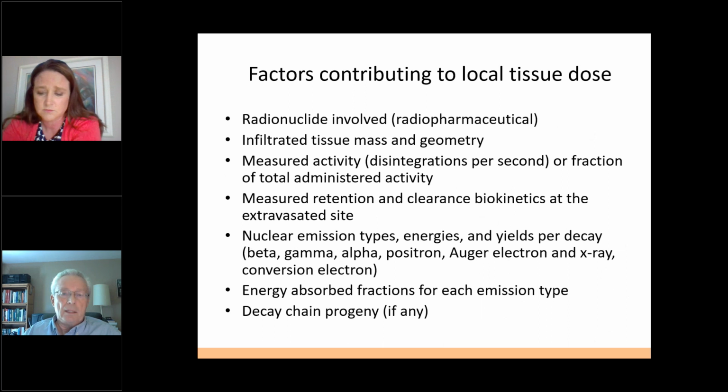Okay. So radiation dose is calculated by considering all of the important factors constituting determinants of energy imparted per unit mass of tissue. These determinants include the radionuclide characteristics, the infiltrated tissue mass and geometry, and the activity, measured in terms of disintegrations per second or in terms of fraction of total administered activity residing at the site.